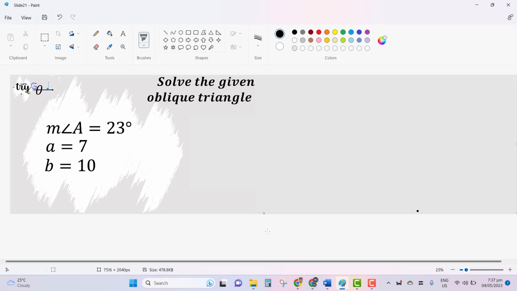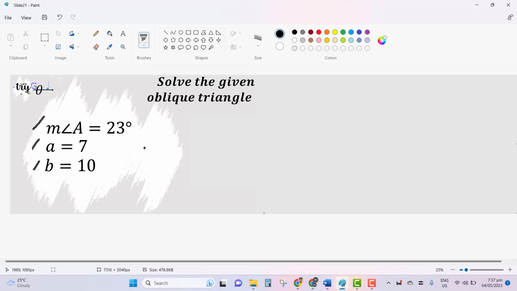Hello everyone, we are going to solve this given oblique triangle. We are to choose between the use of law of sines or law of cosines, but please be guided that before we could determine which is which, we can refer all of them on the given measurements. Here, we are given one angle measurement and two side measurements.